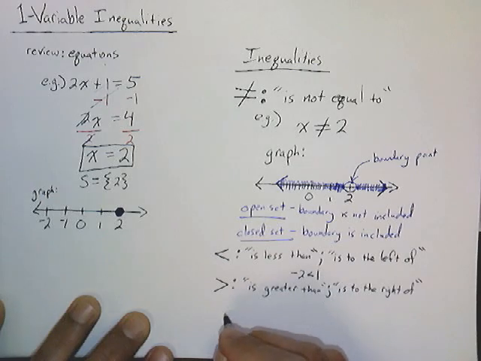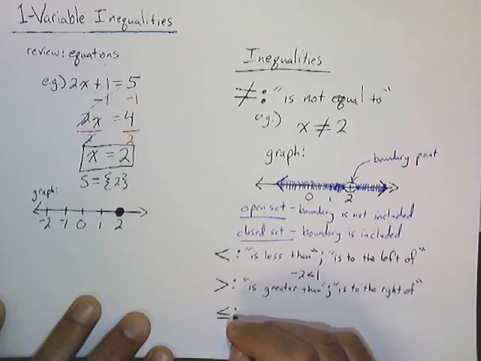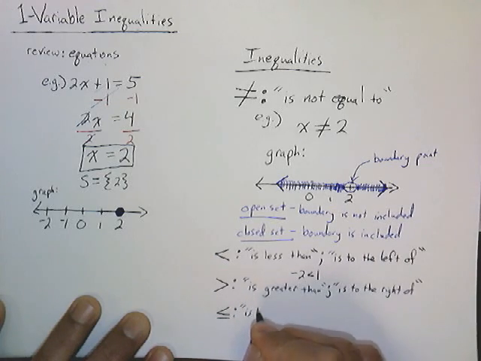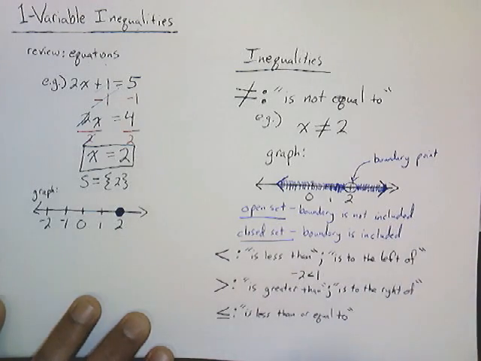But we also have this one, where we take the is less than symbol and we throw on a little half of an equal sign. And this one, of course, means is less than or equal to. Or, of course, we have this one, the greater than sign with a half of an equal sign, and that is greater than or equal to.